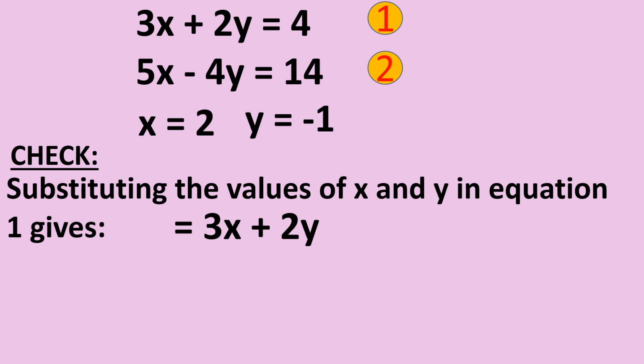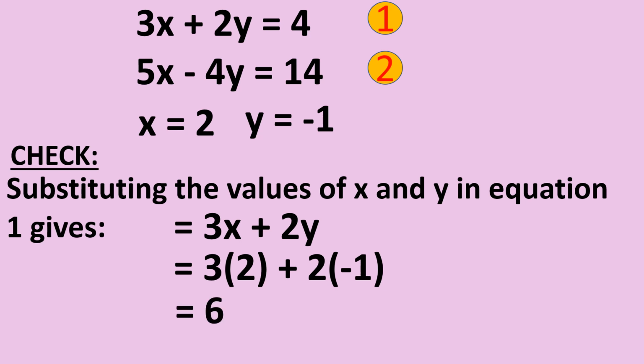Equation 1 has 3x plus 2y, so we'll simply simplify. So we'll substitute x. What do we have as x? x is 2. So 3 into 2. What do we have as y? y is minus 1. So 2 into minus 1. And then when we simplify, we have 3 times 2, which is 6. And then 2 times minus 1 is minus 2. So we have 6 minus 2, which gives us 4. So we see that this value of x and y satisfies equation 1.